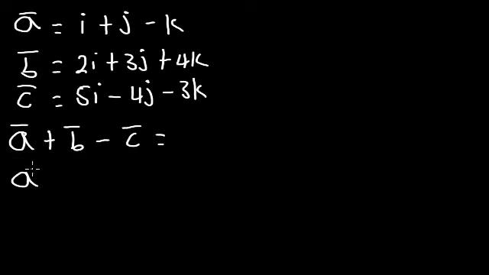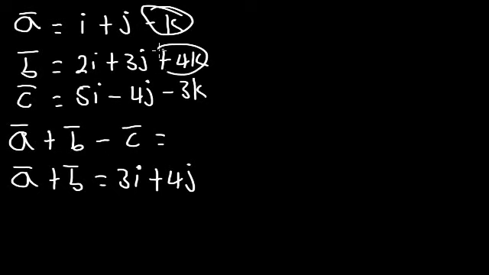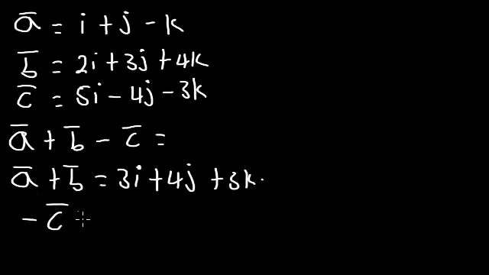What will be a plus b? So we can just add them respectively, like correspondingly. So that will be i plus 2i, that's 3i. Then j plus 3j, that will be 4j. Then negative k, positive 4k, that will be positive 3k. Perfect. So that's it. Now we can determine negative c as well.